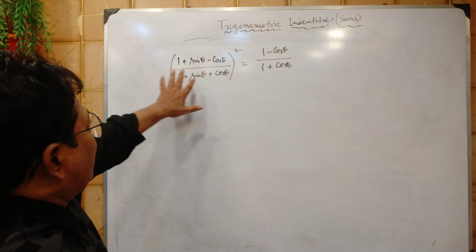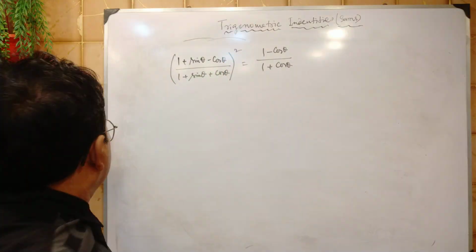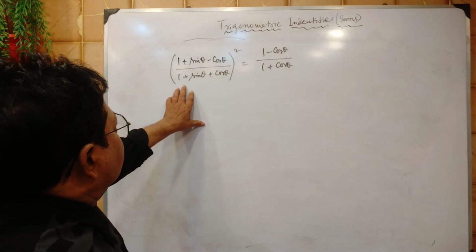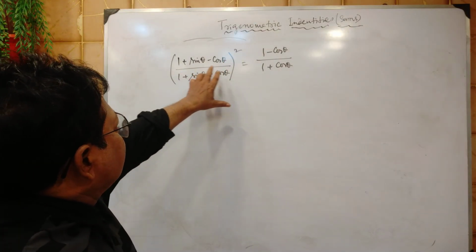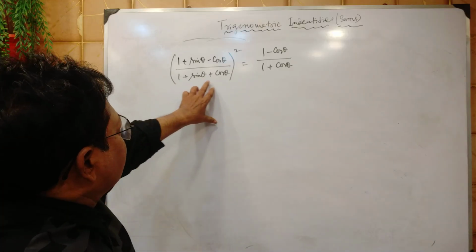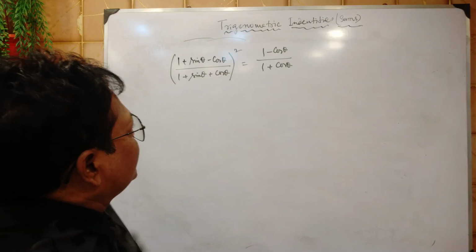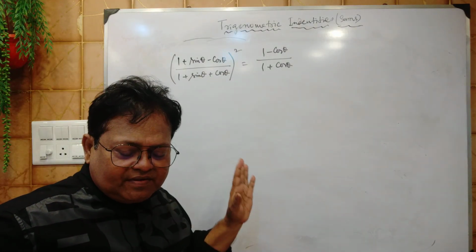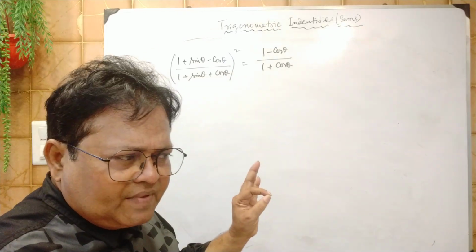It is to be proved: (1 plus sin theta minus cos theta) whole square by (1 plus sin theta plus cos theta) whole square equal to (1 minus cos theta) by (1 plus cos theta). This is not so easy.